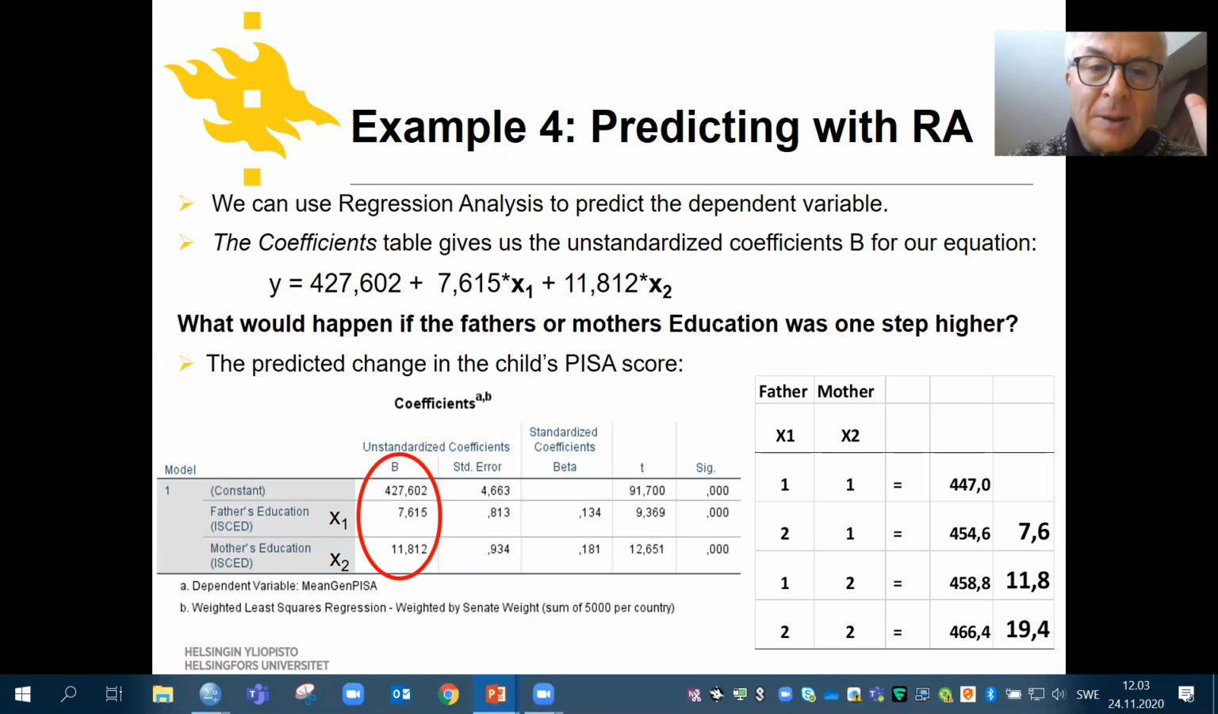Well, you remember that the PISA scores have a... oh, sorry, forget that. Anyway, that's how we could work with this.